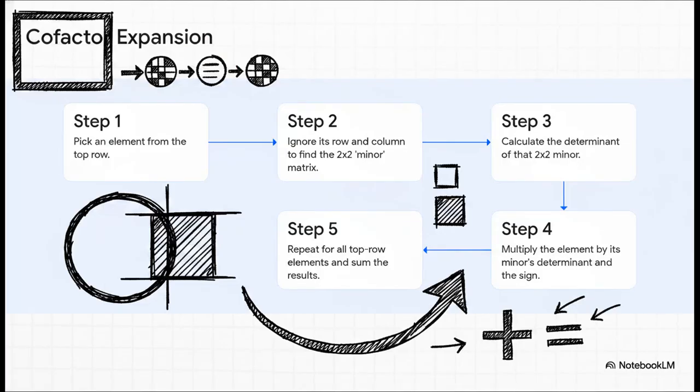So here's the process, the loop we're going to do. First, pick a number from the top row. Then you mentally cross out its entire row and its entire column. The four numbers that are left, that's your new 2x2 minor matrix.